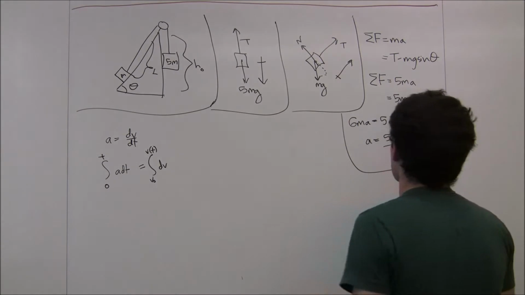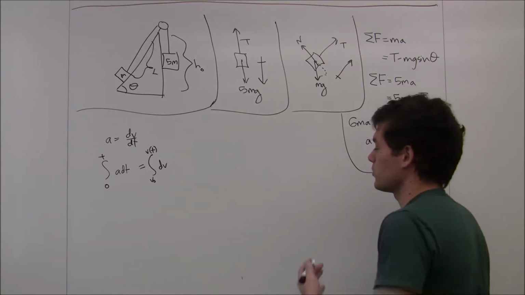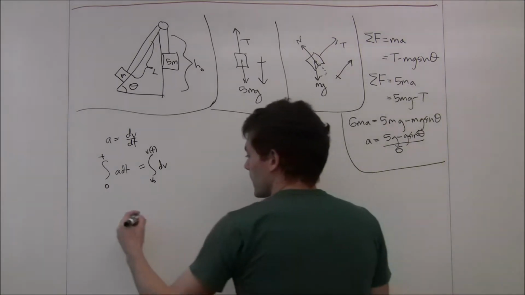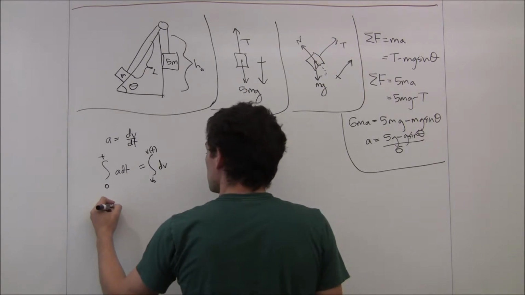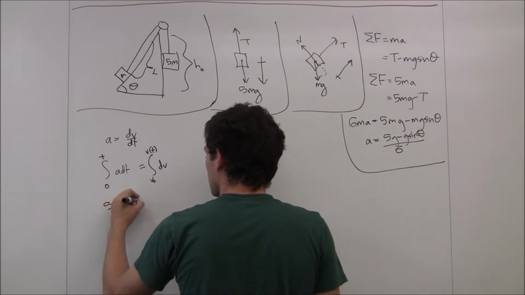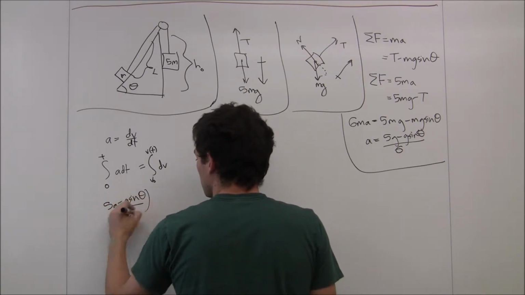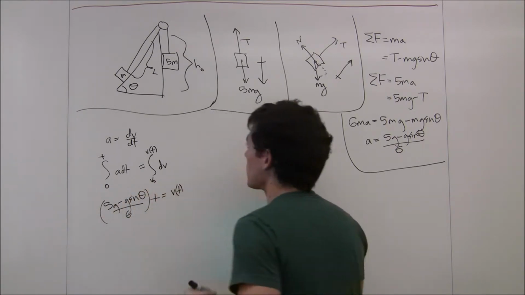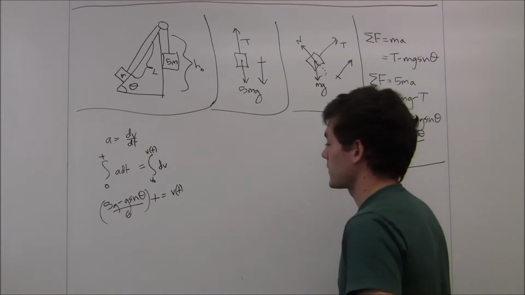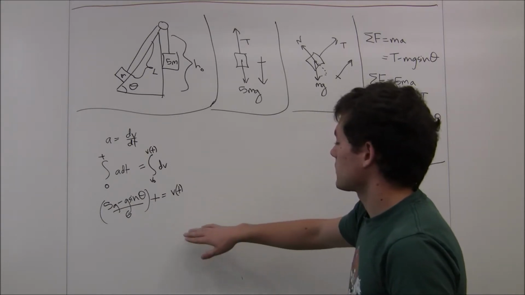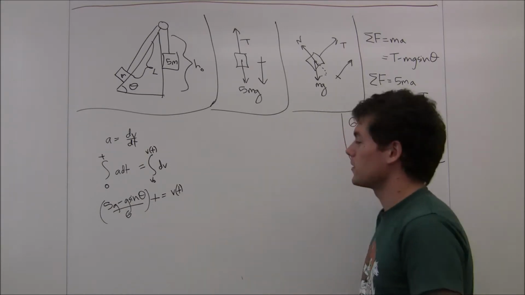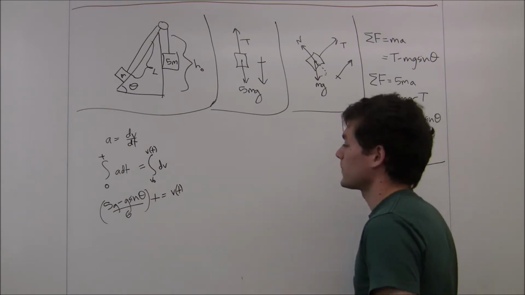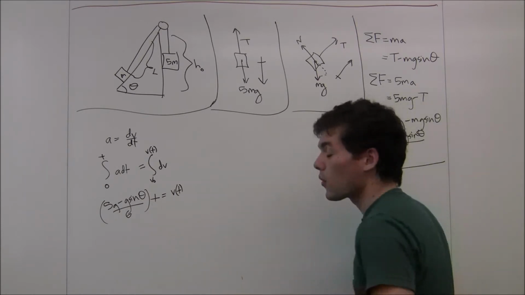Now, since acceleration is constant, all we have to do is multiply by t to take the integral, and that's going to give us (5g minus g sine theta) over 6 times t is equal to v of t, and v naught is equal to 0, so we don't have to worry about that term. Now the reason we did this, giving us a function of t for the velocity, is because we still don't actually know what t is.